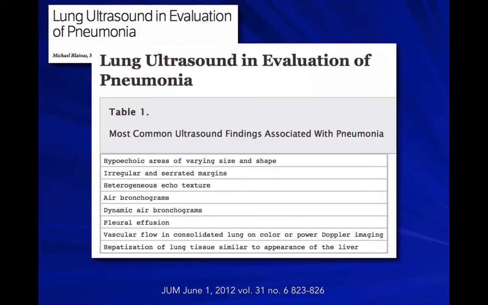And this is just a publication that discusses findings of ultrasound and pneumonia. And we talked about those air bronchograms, and they also call it hepatization of lung tissue. So it kind of looks like liver.